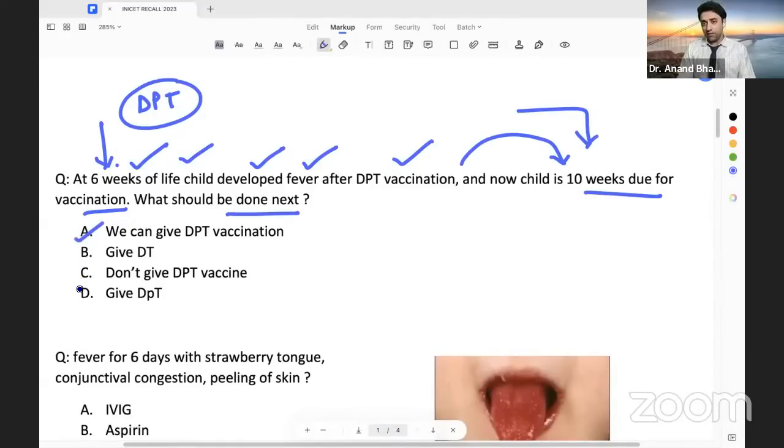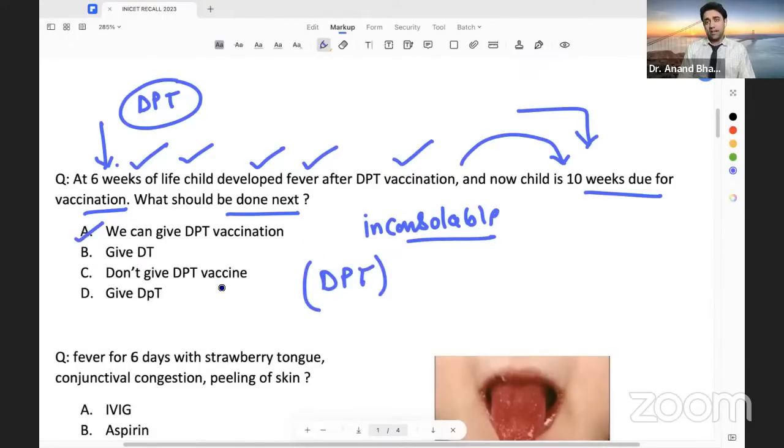Someone said there was no fever. Okay, fine, no problem. Yes, an inconsolable cry was there. That's right. As we all know, the DPT vaccine causes inconsolable cry. This is another separate question: which vaccine causes incessant or inconsolable cry? The DPT vaccine causes inconsolable cry.